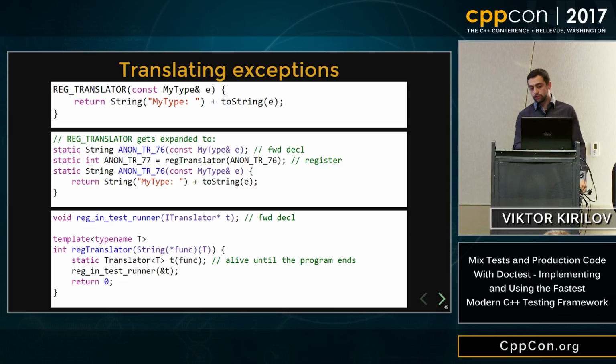And this translator type is the one from the previous slide. And here we instantiate it for the current type of exception. And we give it this function pointer, which is the translator the user has written. And now we can pass to the test runner a pointer to this local translator object, which will be alive until the program ends. We can pass the pointer to it to the test runner because it shares a common interface, the itranslator interface. So the test runner will not know about your specific types, but it will know that it will have a list of pointers to itranslator objects.